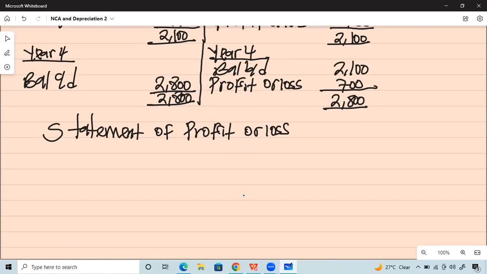Okay, so if you now open P or L, you are going to open your statement of profit or loss in vertical format. This particular topic, we are still going to talk about it. This statement of profit or loss is divided into two. It is either expenses, or it is income.